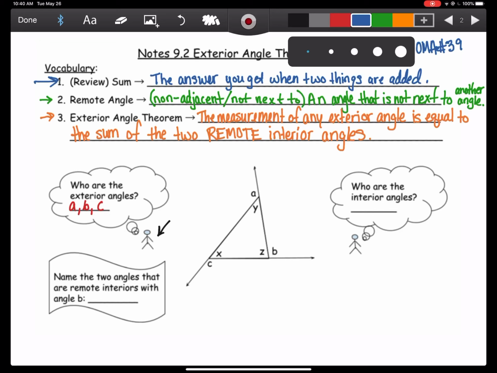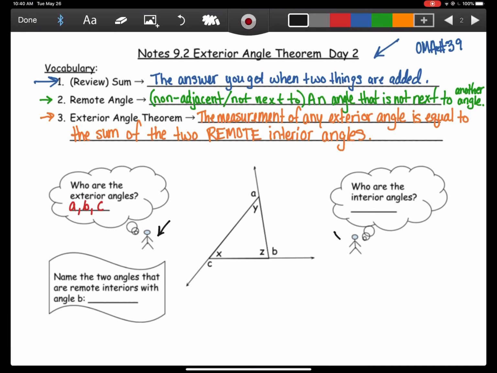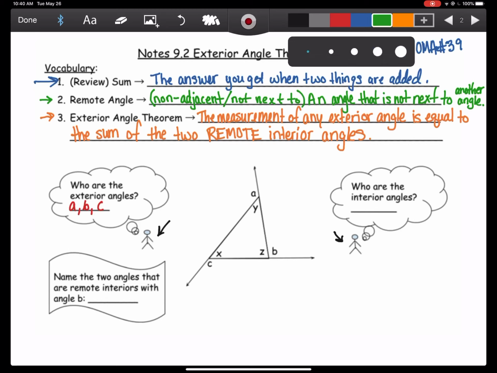Let's pick a different color for interior. Who are the interior angles? So now we're looking at this guy. This guy's saying, who are the interior angles? Okay, so interior means inside of, and in this case it means inside of the triangle, inside of the figure. Who are the interior angles? Take an educated guess. Hopefully you said X, Y, and Z.